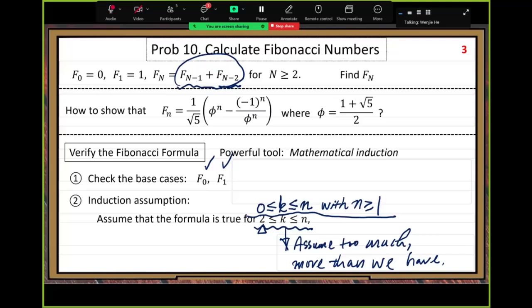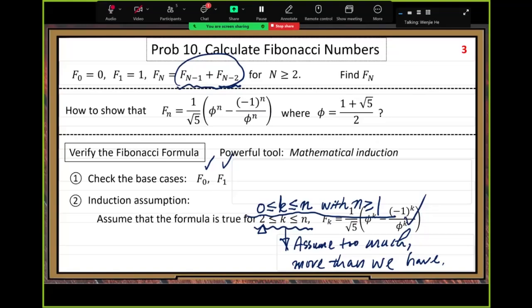In step 3, we will show we can enlarge that n. Then this assumption is correct. Otherwise, you assume something you don't have. That's not right. All right. Let me update that assumption condition.